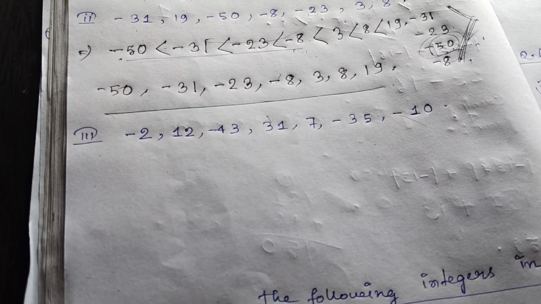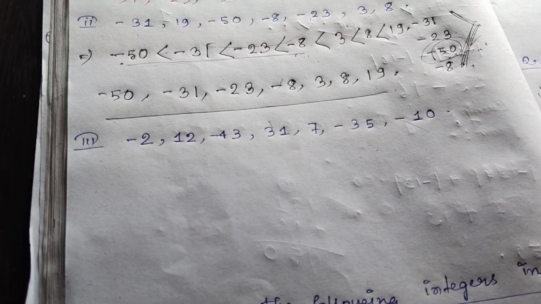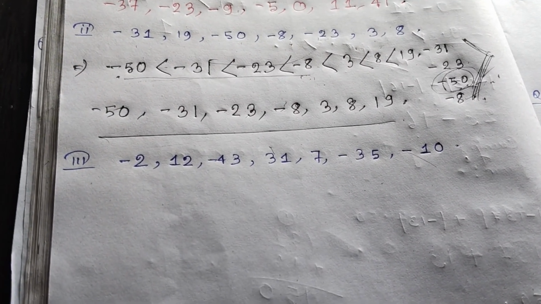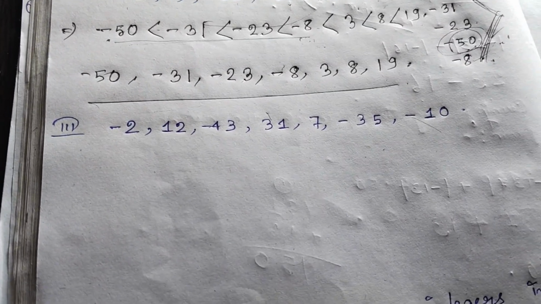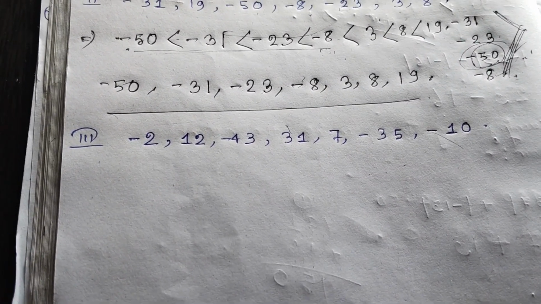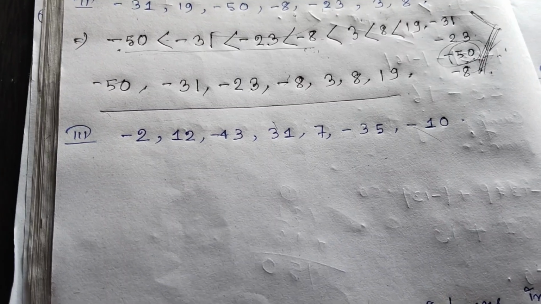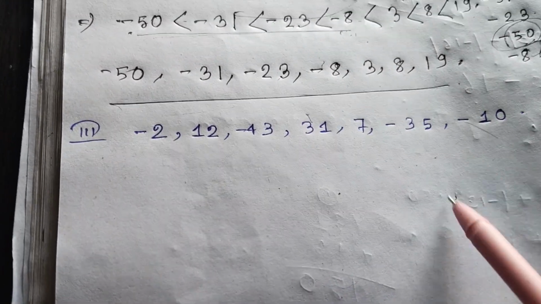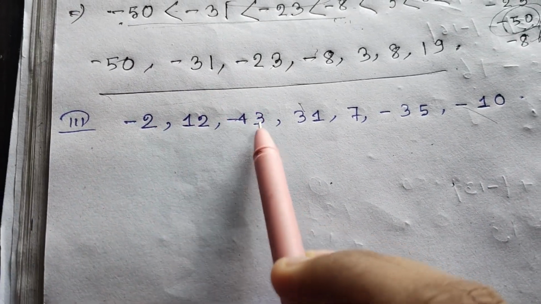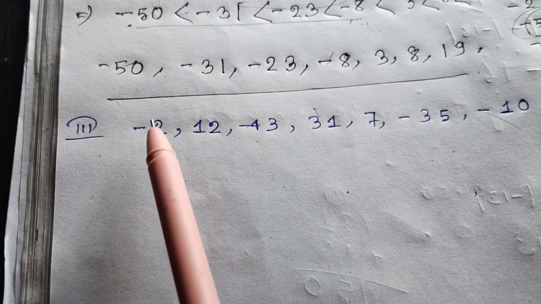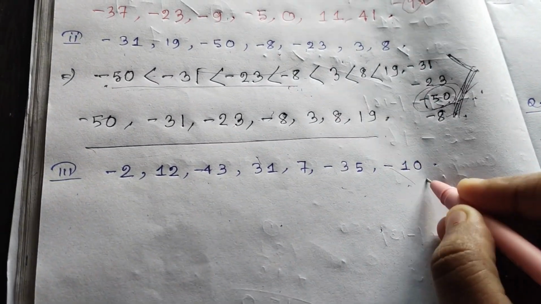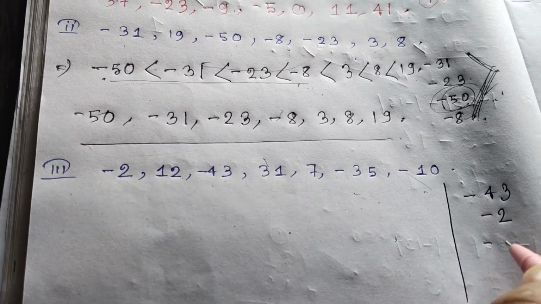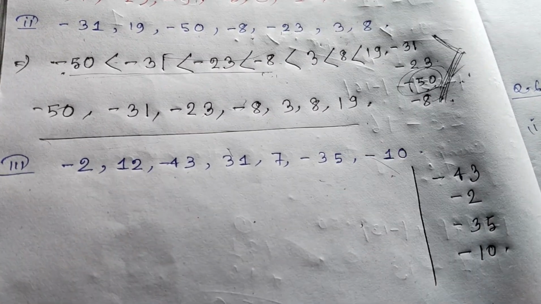Question number 3. The given numbers are -2, 12, -43, 31, 7, -35 and -10. As you can see in previous questions, we have to arrange this in ascending order. So first of all, we put the negative integers, then the positive integers, right? In this question we have 1, 2, 3, 4 negative integers. So write this down: -43, -2, -35 and -10. We know that very well.